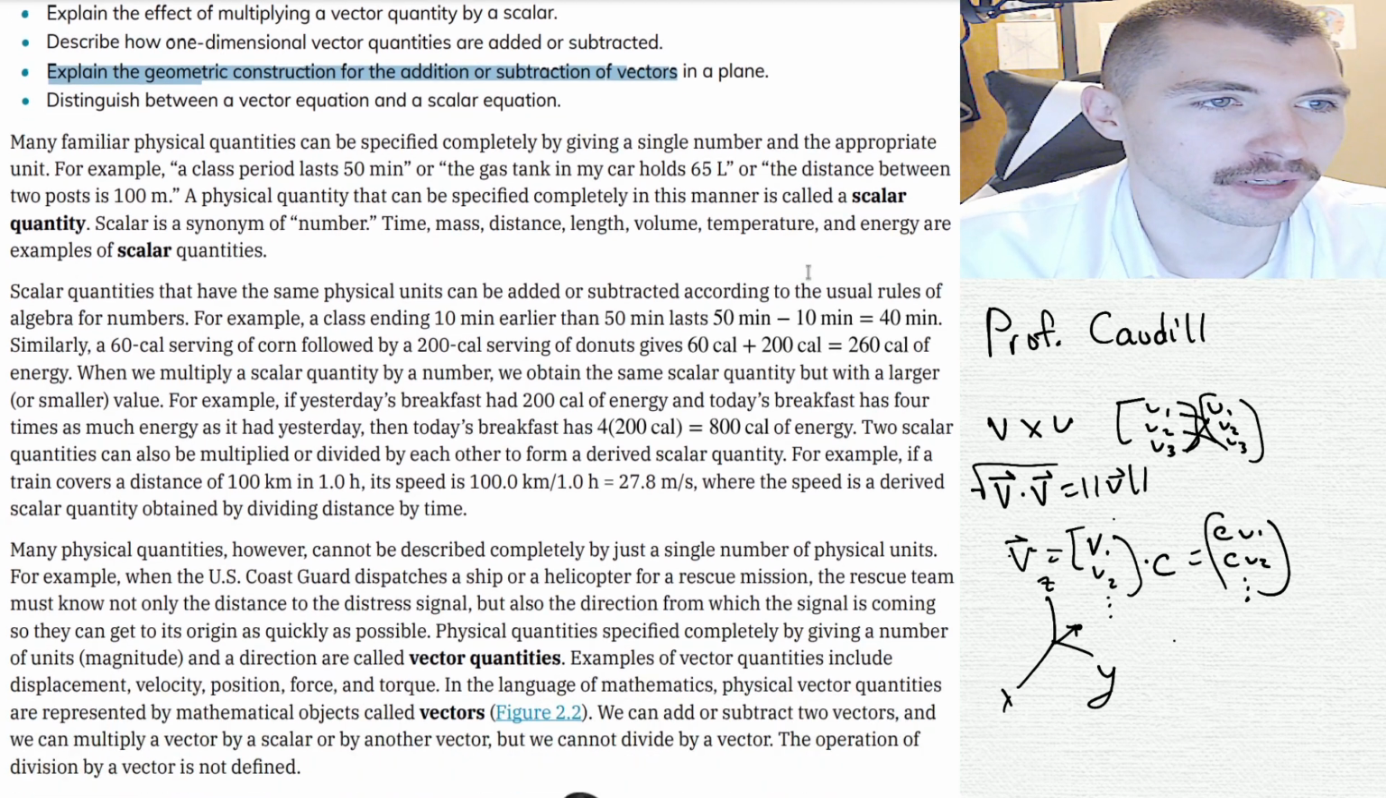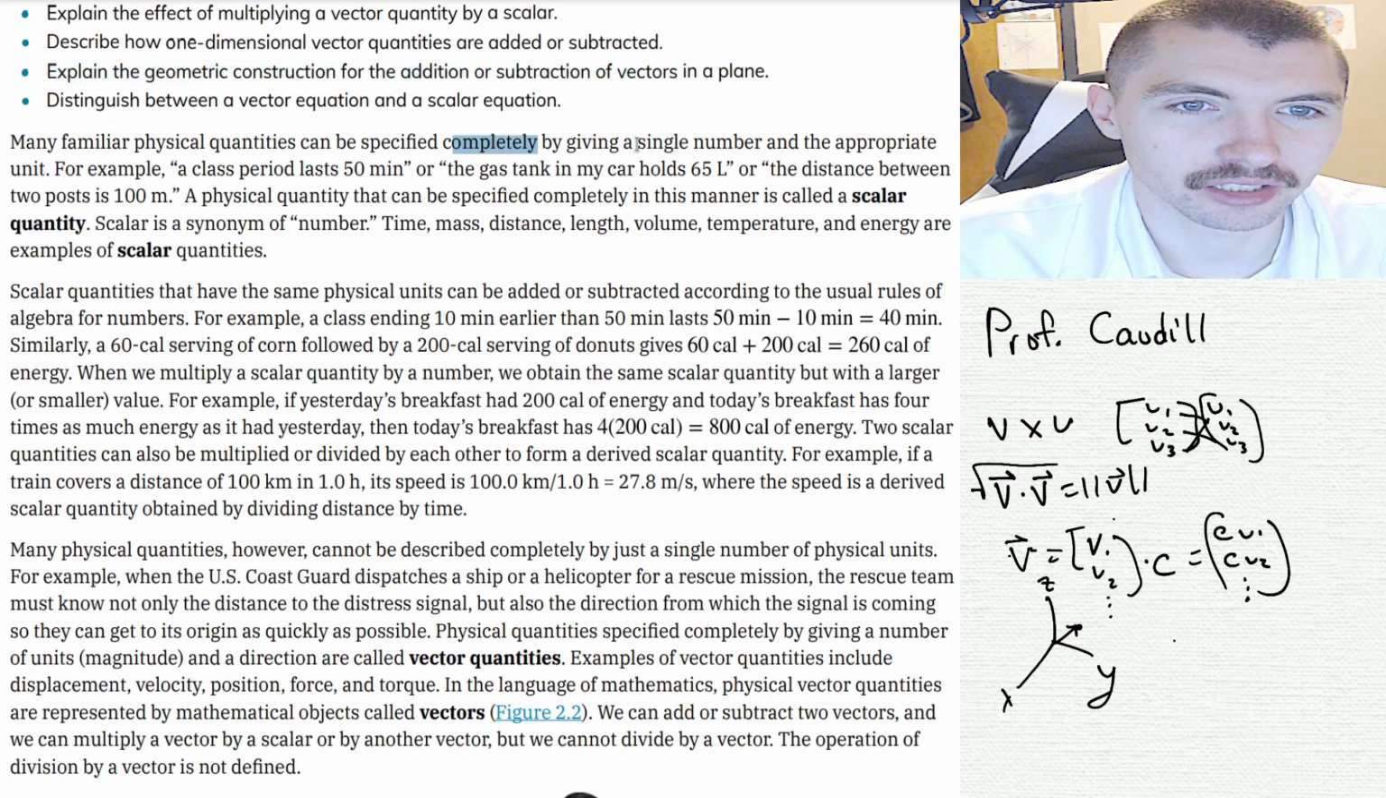All right. Many familiar physical quantities can be specified completely by giving a single number and the appropriate unit. For example, a class period lasts 50 minutes. A gas tank holds 65 liters. The distance between two posts is 100 meters. A physical quantity that can be specified completely in this manner is called a scalar. Scalars are a system of numbers; time, mass, length, volume, temperature, and energy are scalars.